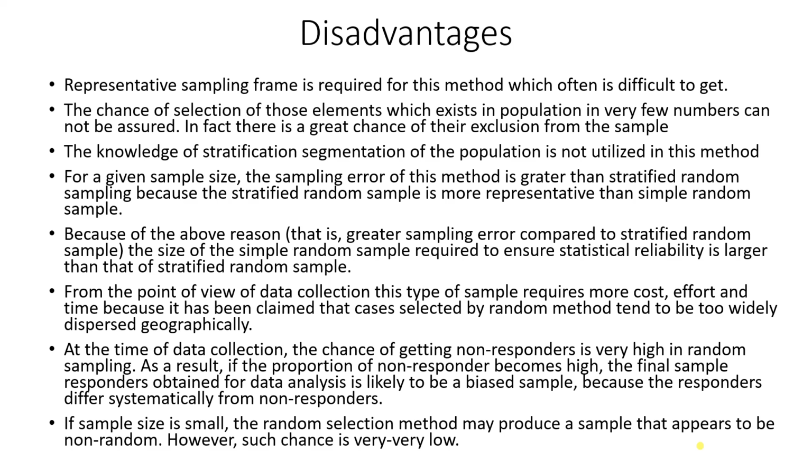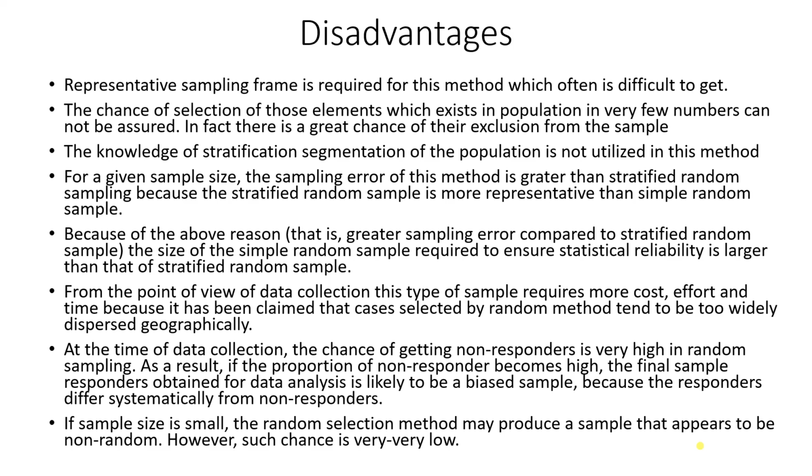From the point of view of data collection, this type of sample requires more cost, effort, and time. Why? Because we select the units in advance, and when we approach them, the first difficulty is that they are too widely dispersed geographically. Second, the chance of attrition is there. Suppose we randomly selected a person, and when we visited his house, he was out of station, and we could not contact that person because our random number table said that this person had to be included. So these are some limitations.